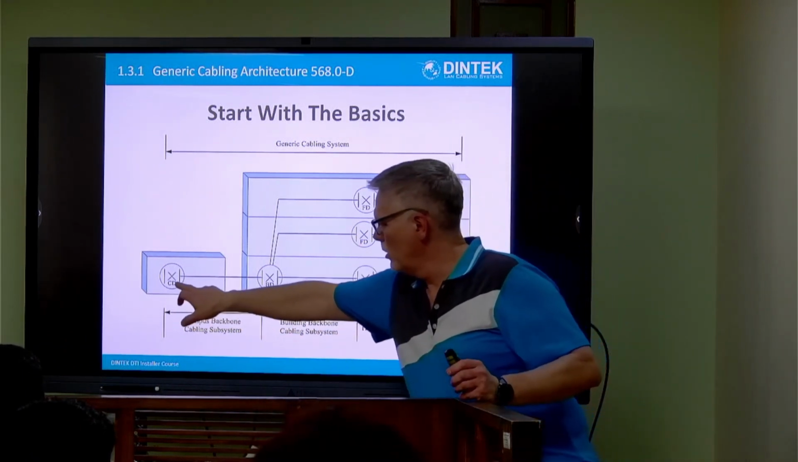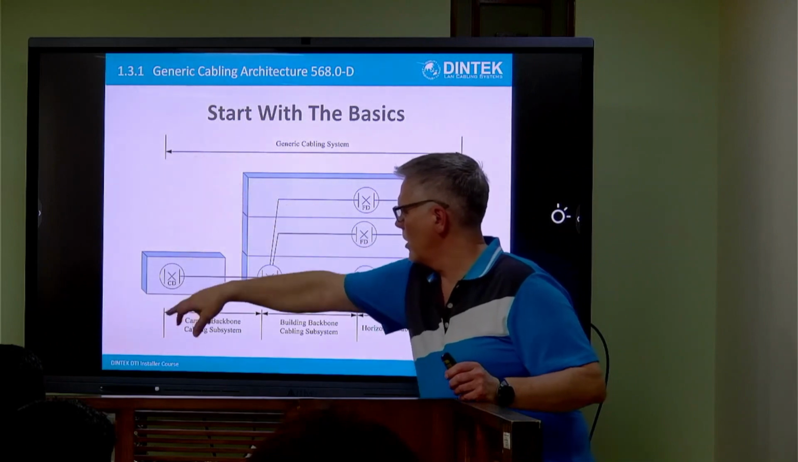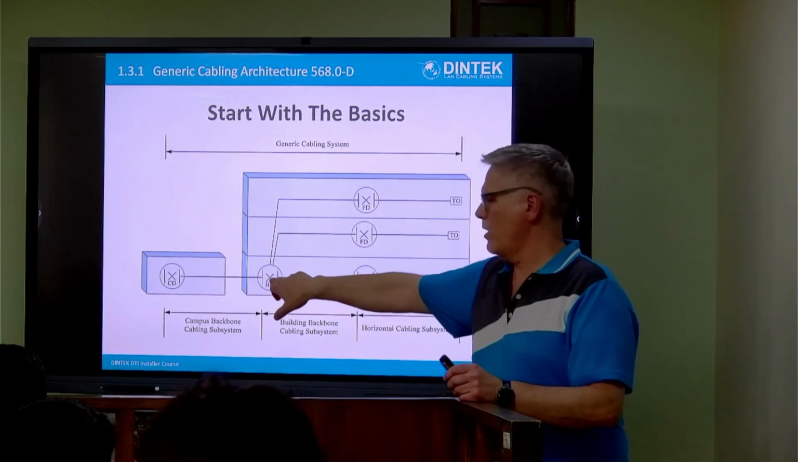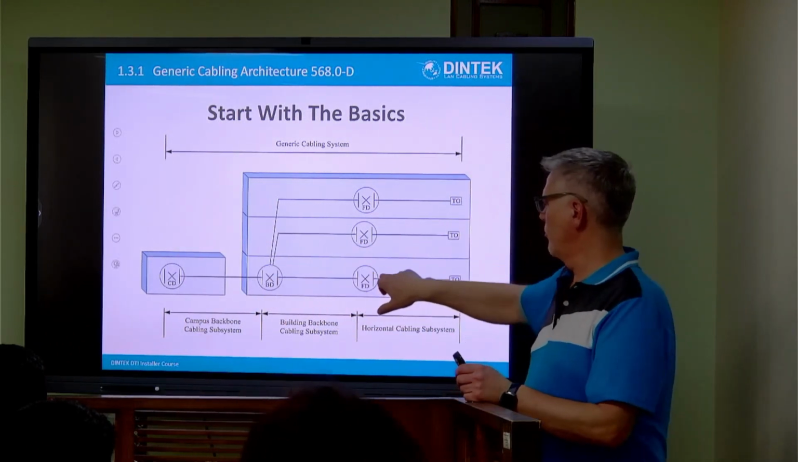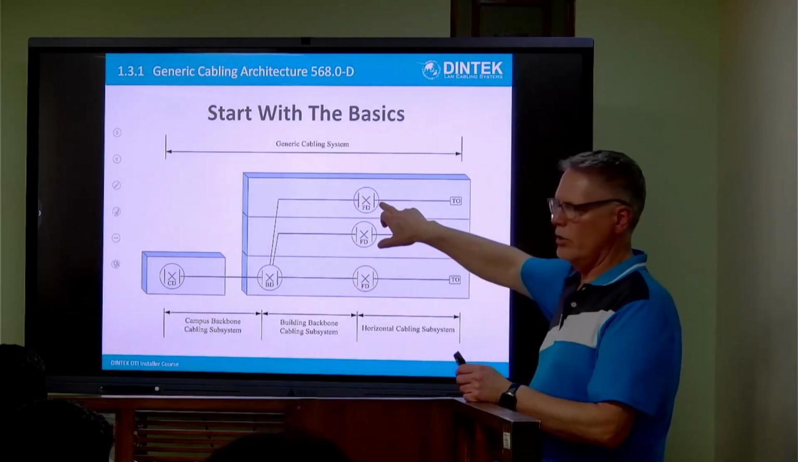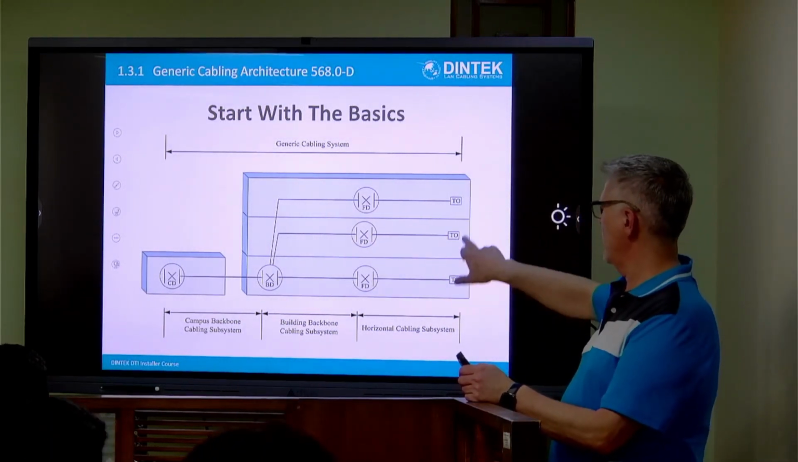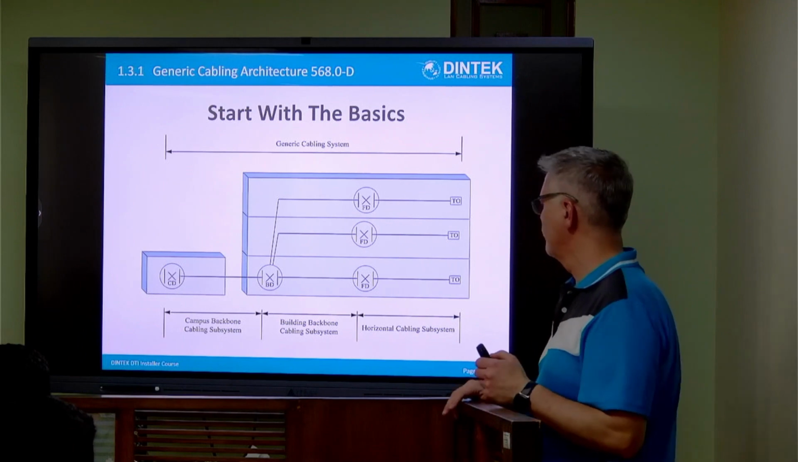That's another way of describing that layout. So we've got campus distributor feeding out to different buildings. We have our main distribution point here. We're feeding out to different floor distributors, and then we're doing our cabling out to the telecommunications outlets.